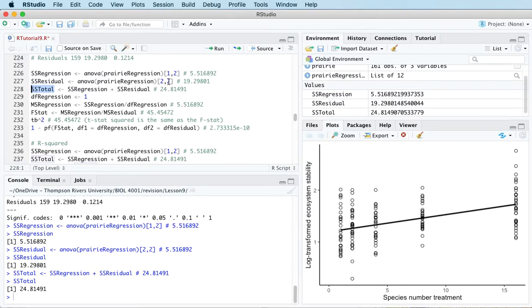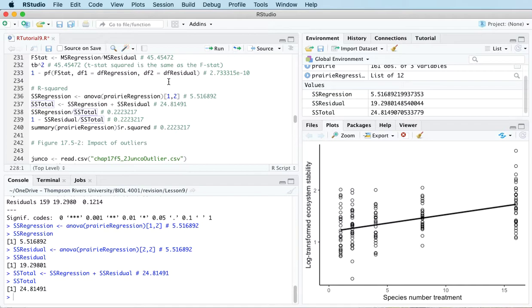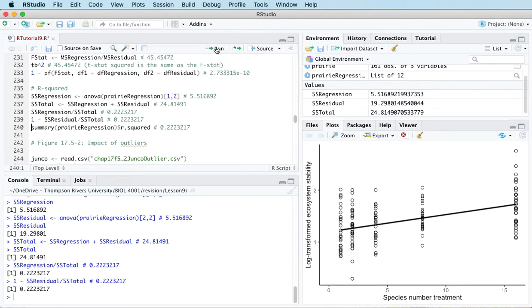Okay, so what I'm going to do is put those numbers together in the following way. I'm going to calculate 1 minus the residual sum of squares over the total sum of squares, or equivalently the regression sum of squares divided by the total sum of squares. So I'll just show you that both of those calculations give you the same thing.